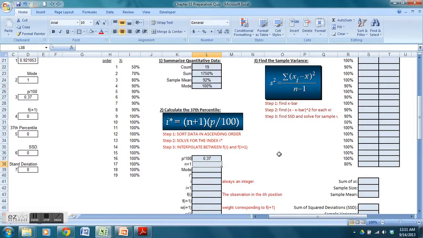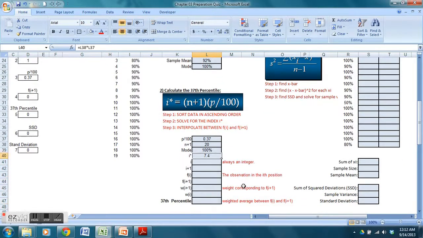N plus 1, remember N represents the count, so we have the count right here. N plus 1 is going to equal the count plus 1, 20. The mode. Now, we already calculated the mode one time. We know it's 100%. Now I star is represented by the index. Here's the formula for the index, and it says I star equals N plus 1 multiplied by P divided by 100. There's your I star.